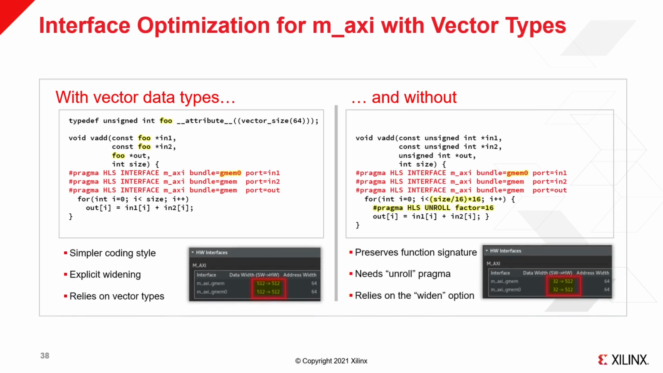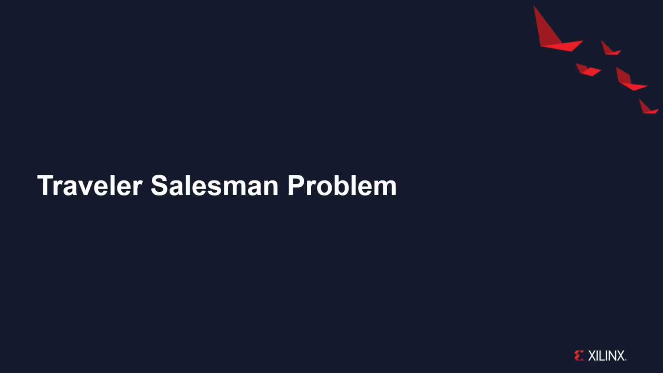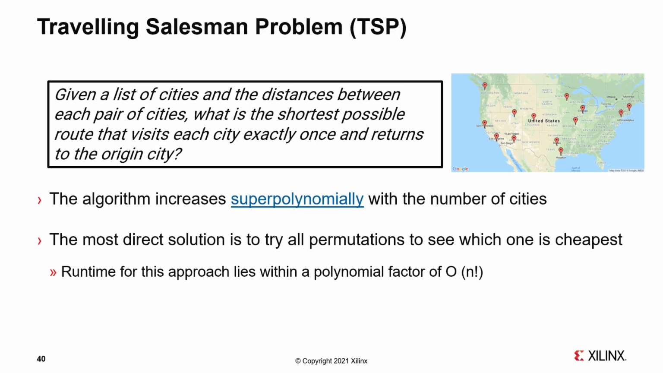I would now like to show how a C++ kernel can implement the traveling salesman problem algorithm very effectively with high-level synthesis as part of the Vitis flow. The traveling salesman problem is about finding the shortest route connecting different points, and these points could be, for example, cities. This problem is solvable by making many trials, but this number of trials grows significantly as the number of points to connect gets larger.